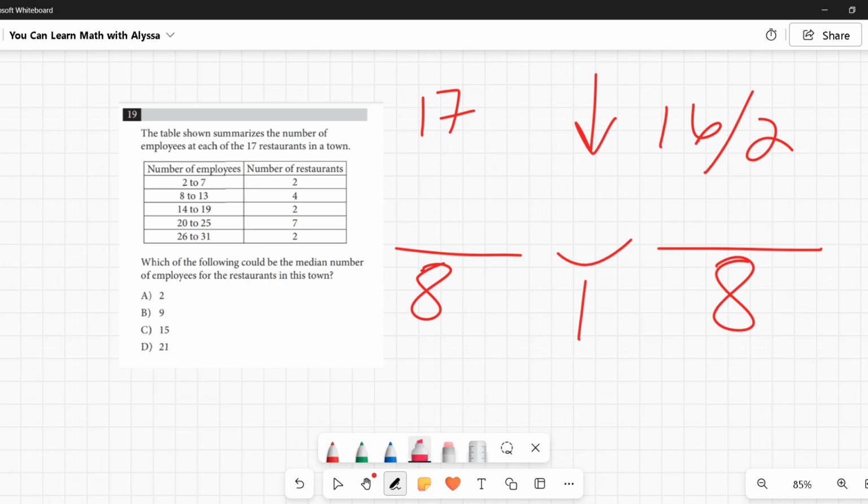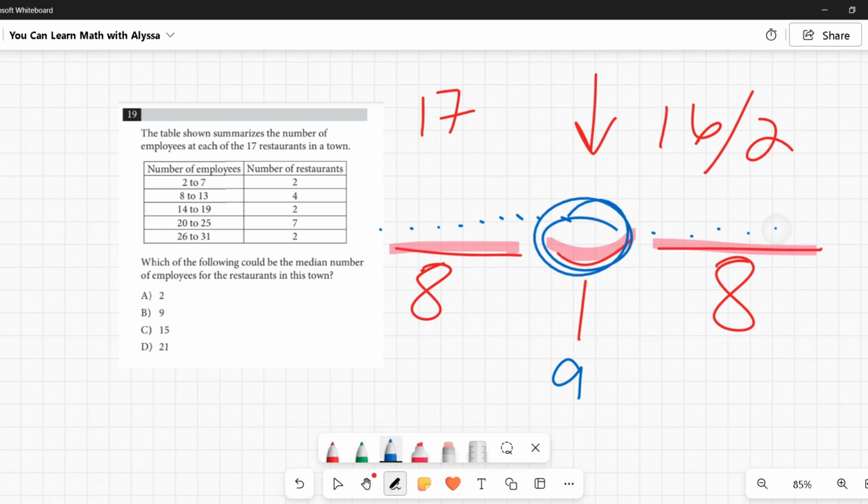Okay, so there's going to be 8 on the left, 8 on the right, 1 in the middle. So it will be the 9th restaurant if I'm counting 1, 2, 3, 4, 5, 6, 7, 8, and the 1 in the middle is number 9. Then 10, 11, 12, 13, 14, 15, 16, 17. So the 9th restaurant. Where in this list of restaurants would the 9th one be? Because we're starting here and going forward, we'd be writing the number of employees.